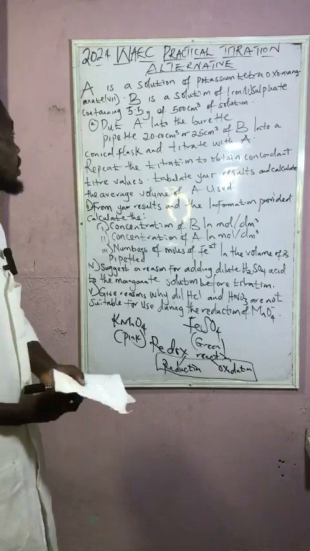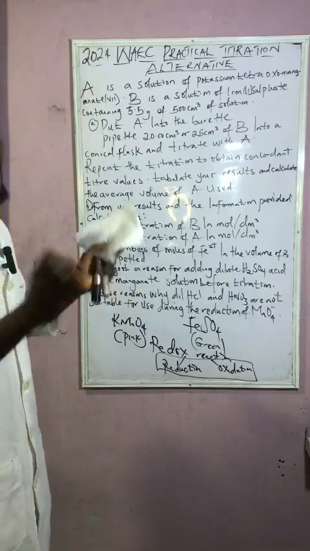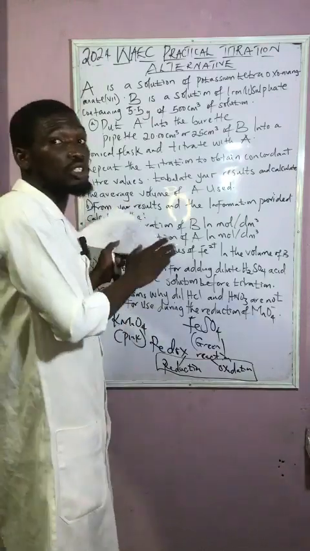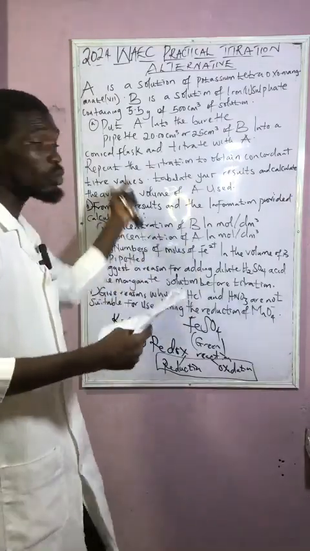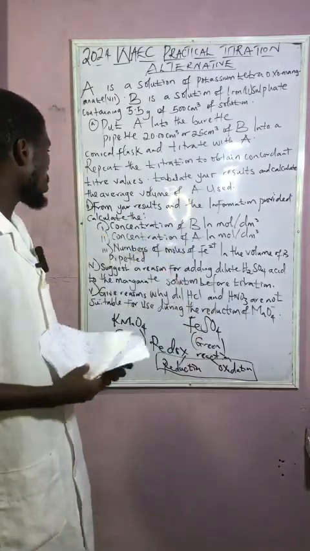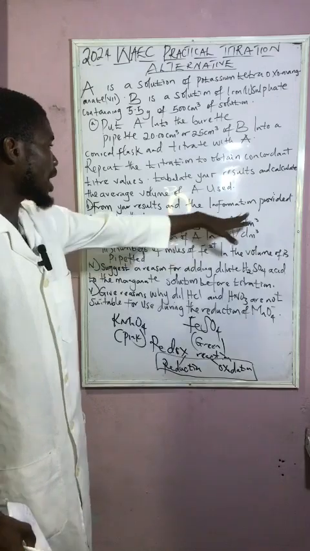So guys, back to this now. Looking at what you have on the board, this is likely the correction. I'm not saying this is a question you will come across in your WAEC examination, but it is likely the correction. The first one goes thus: concentration of B in mole per dm cube.